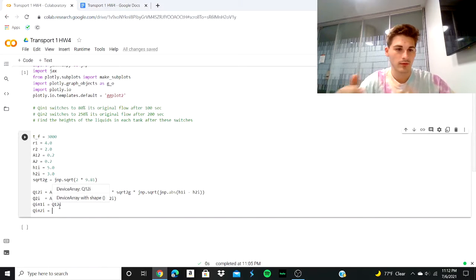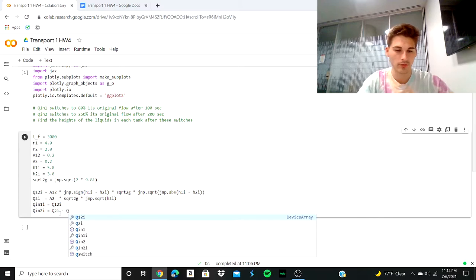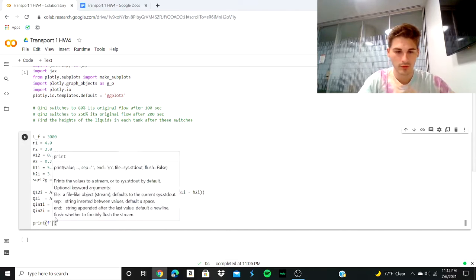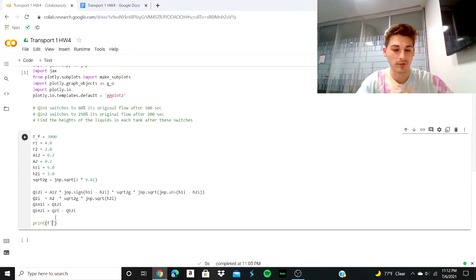And so the flow rate entering tank 2 initially is going to be equal to the flow initially leaving tank 2 minus the flow from tanks 1 to 2 initially. And so from here, because all of these are using just numerical values, we can now go ahead and print all of our initial flow rates.